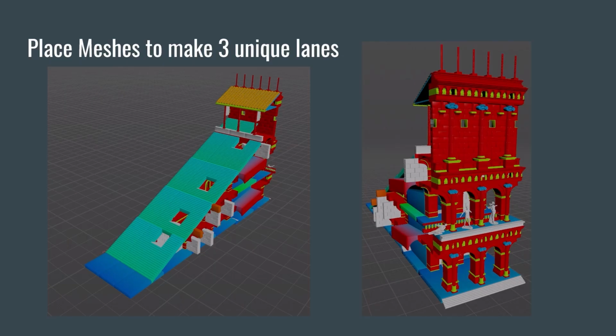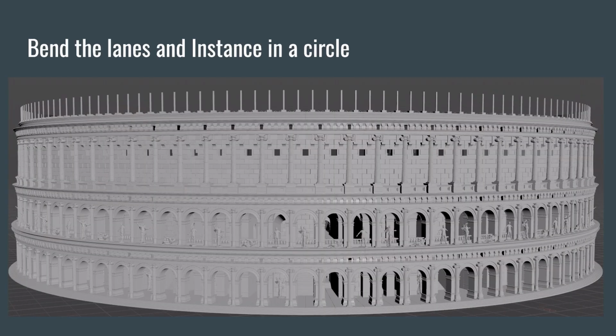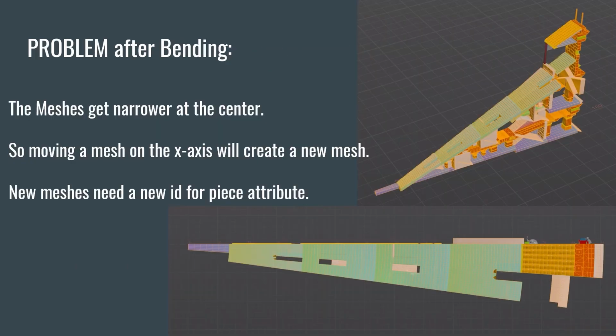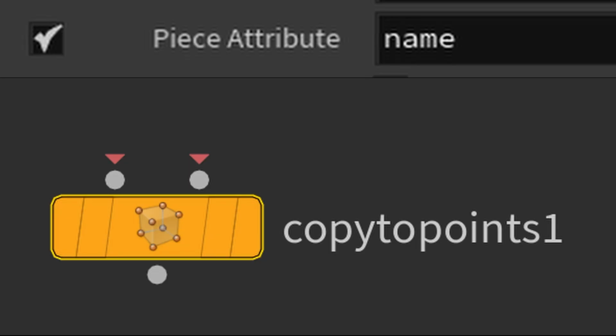I made 3 unique lanes, then bent them and instanced them. The problem with bending meshes is that they are narrower closer to the center and wider away from the center. So we need an additional variant attribute to keep track of the changes along the x-axis. So now we have a mesh ID and a variant ID, but the copy to points can only take one piece attribute. So how can we make the copy to points take more than one attribute with only one piece attribute? Any thoughts?